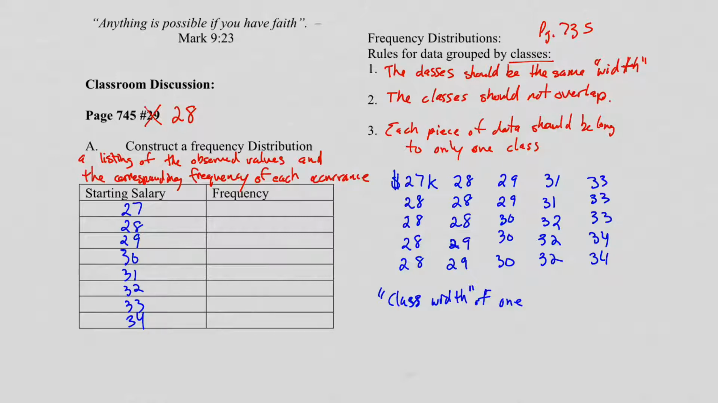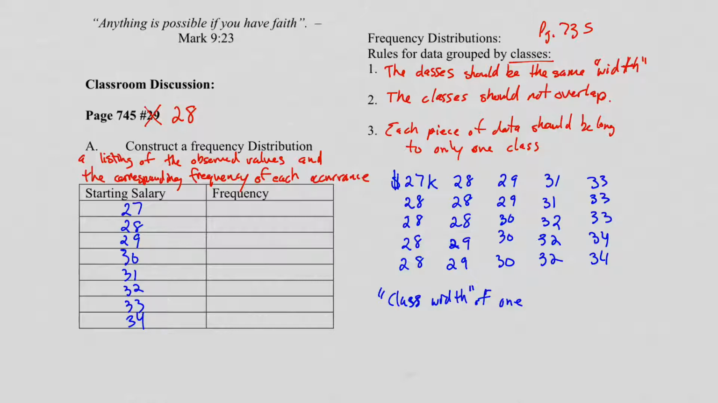If it would have said class width of 3, that means we would combine 27, 28, and 29. That would be a class width of 3. Or a class width of 2 would just be those two, those two, those two, those two. So that is what we mean by that.